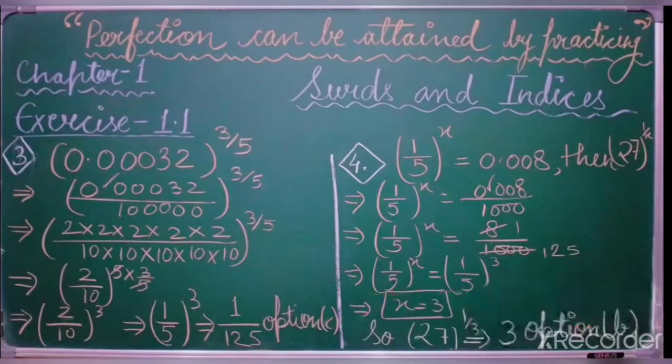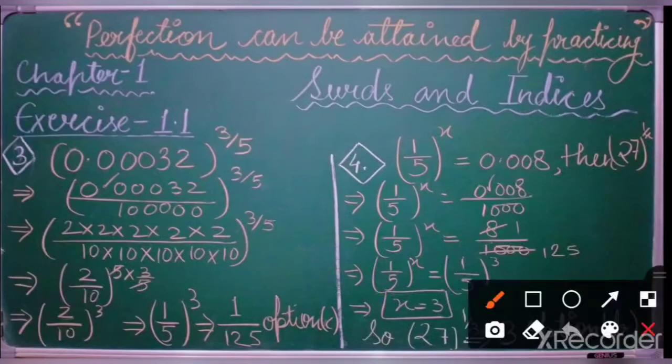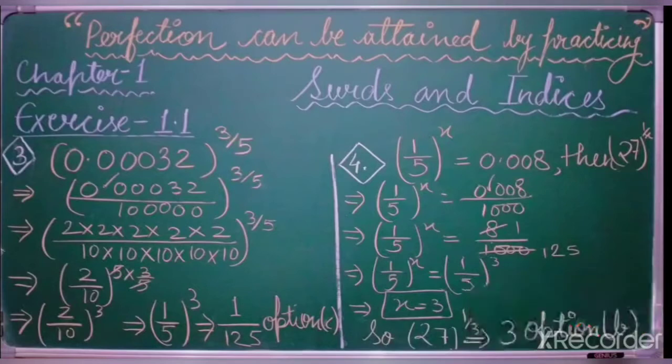When the value of x is 3, you can simply put the value for 27 power 1 by x, that is 27 to the power 1 by 3. When you solve, 27 can be kept as 3 to the power 3, and when you cancel the numerator and denominator 3, you will get 3 as your option. B is the correct answer.